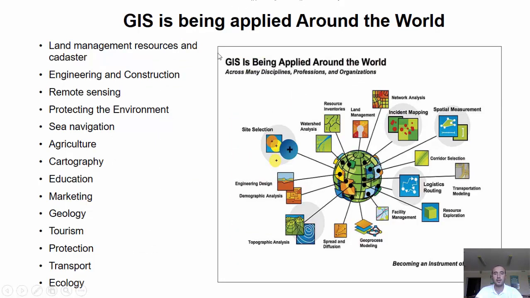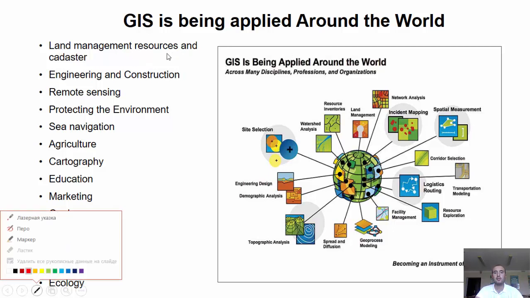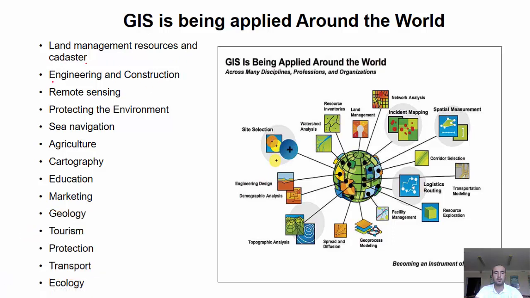Nowadays GIS is being applied widely across the globe. For example, GIS is used for land management resources and cadastre, also engineering and construction, remote sensing, protecting the environment, sea navigation, agriculture, cartography, education, marketing, geology, tourism, protection, transport, and ecology.